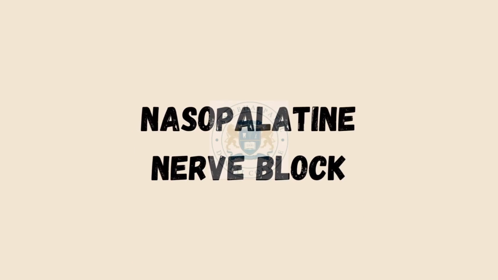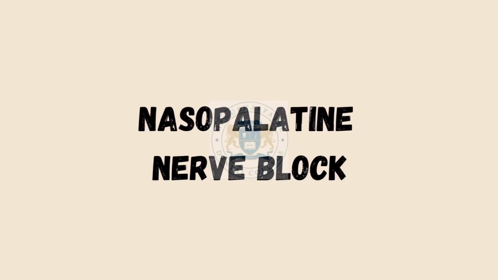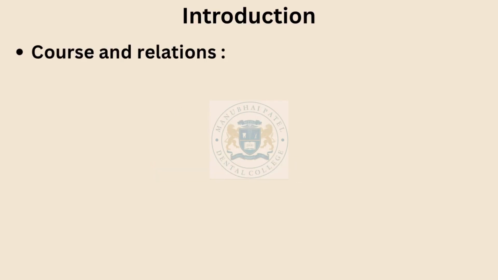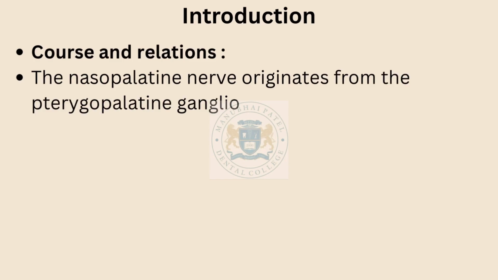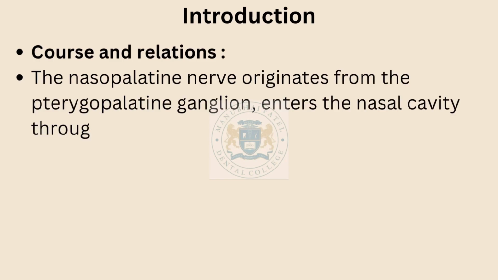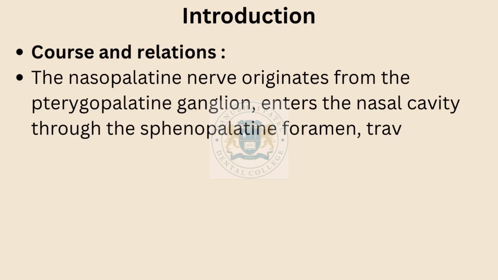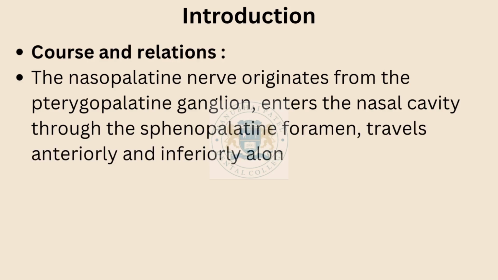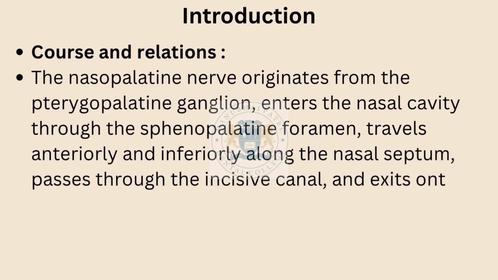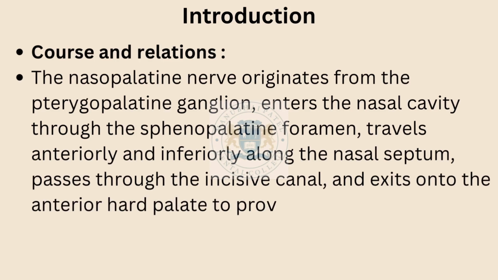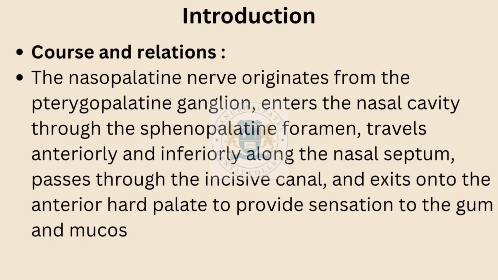Next is nasopalatine nerve block. Introduction, starting with course and relations. The nasopalatine nerve originates from the pterygopalatine ganglion, enters the nasal cavity through the sphenopalatine foramen, travels anteriorly and inferiorly along the nasal septum, passes through the incisive canal, and exits onto the anterior hard palate to provide sensation to the gum and mucosa of the incisor teeth.